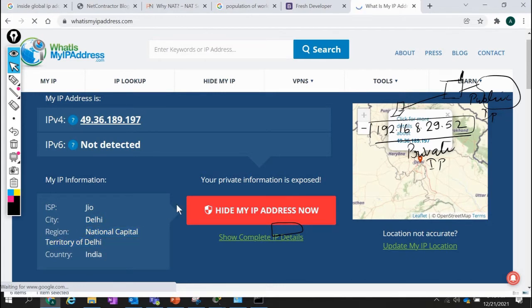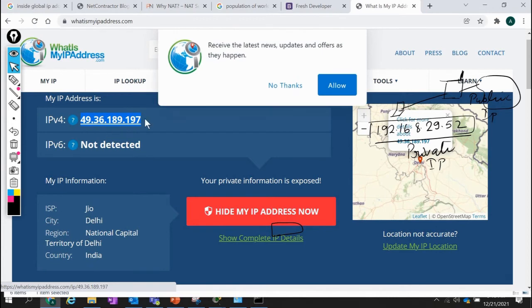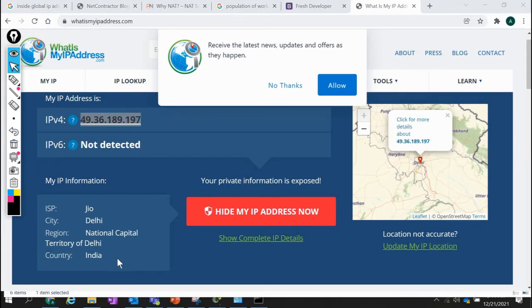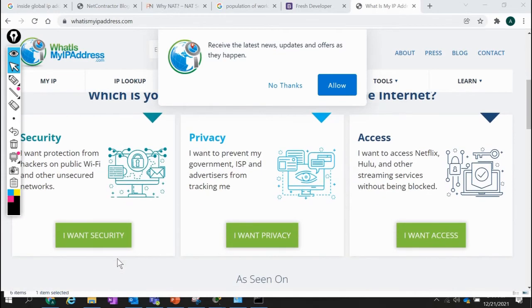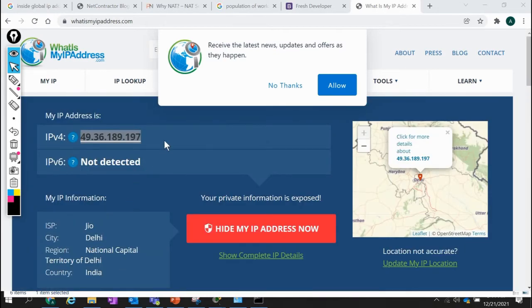Right? So this is the IPv4 address being assigned. And if you check this range, receive the latest news. No, I don't want to receive. Let me delete it here. Yeah, so that's what information they are providing to me. This is the public IP address of the Geo. That's how I am connected to the internet using this IP address.